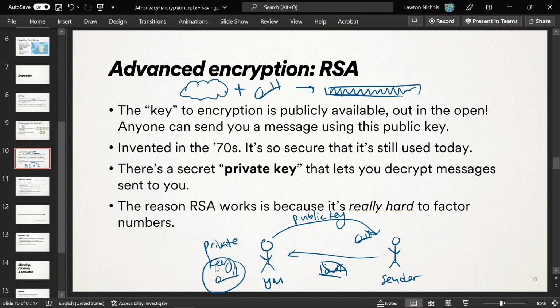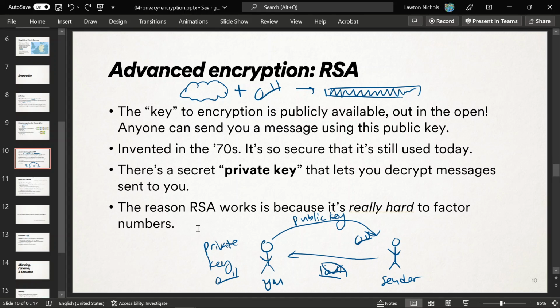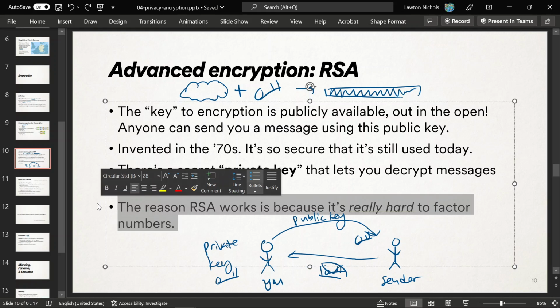Only you with a private key can unlock it. Okay? And this is all about numbers. A message is just a number, just a long binary number, right? A public key and a private key is another just long number. And I'll teach you that on the next slide. But the reason it all works is because it's very, very hard, at least for non-quantum computers, to factor numbers.